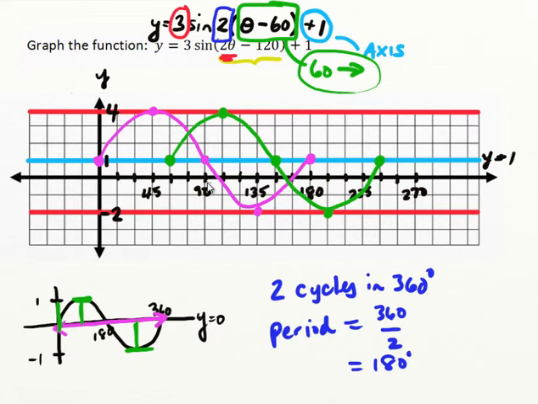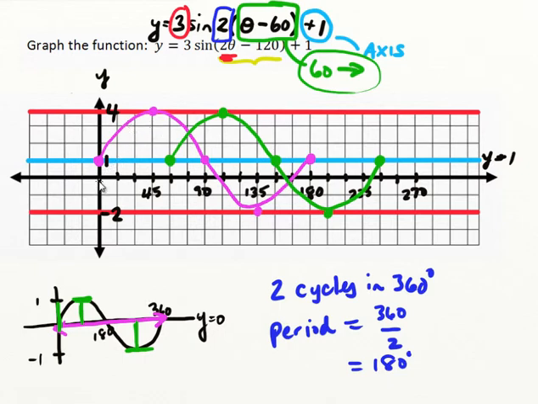It has the correct amplitude. It has the correct axis. It has a period of 180 degrees. And it has been shifted to the right with a phase shift of 60 degrees. Now, some of these questions might ask you to show one complete cycle. Well, there's one complete cycle. What if it asked you to show one complete cycle starting at 0 degrees? All you would do is draw your reference curve here, and then move backwards to get back to 0 degrees.